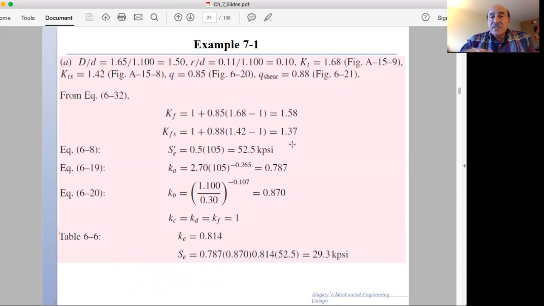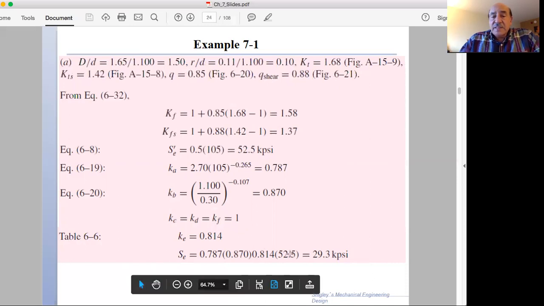We have to continue to go from the ultimate and find the Se prime by using correlation, that the fatigue endurance limit is half of the ultimate. And then we start applying the fatigue modification factors, the Ka, Kb, Kc, Kd, and so on. And you can see here, the first one is the surface factor, and the second one is the size factor, and all of the other ones, since we don't have information, we set them equal to 1. And that finally gives us the endurance limit that we will use to solve the problem to be 29.3 ksi.